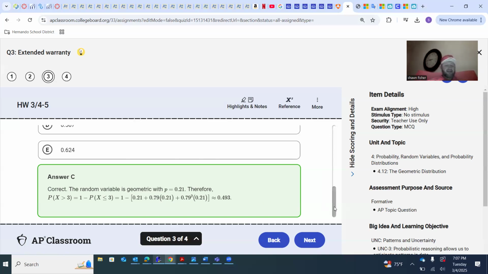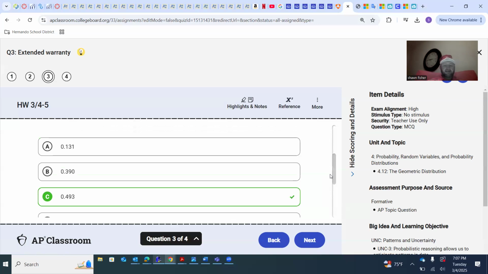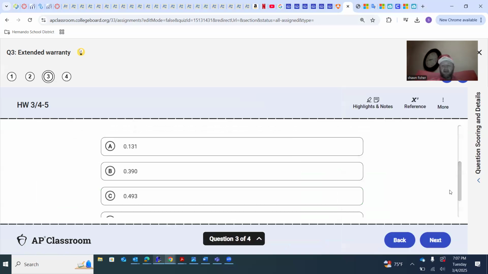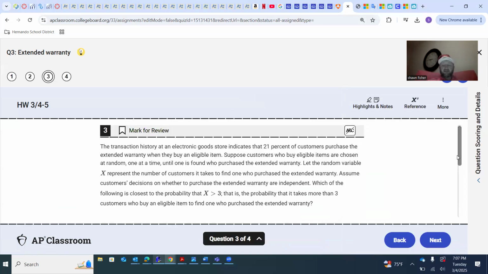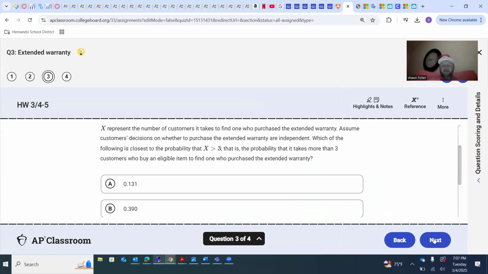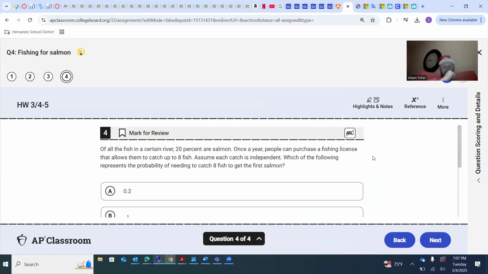Yeah, 493, easily in our calculator. And again, ask me questions if you need help on the calculator part. Difference between binomial and geometric. Hopefully you got it. Okay. Last one, guys, I'll let you go.